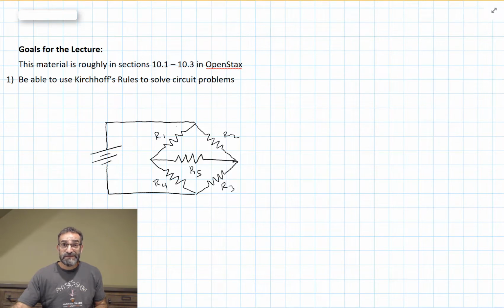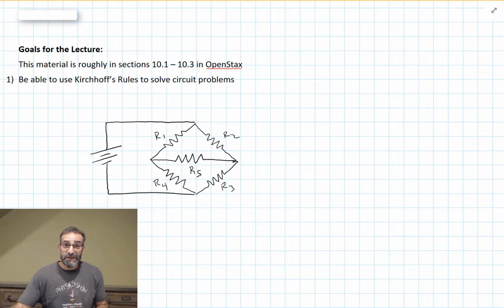Did you try? There are no two resistors here that are in series, and there are no two resistors here that are in parallel. There's no way to simplify this circuit anymore using our rules for series and parallel resistors. What do? We need another tool. And I always say, any excuse to get another tool, right? In this case, the tool we need is Kirchhoff's rules.